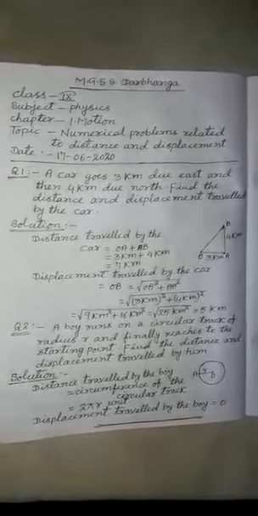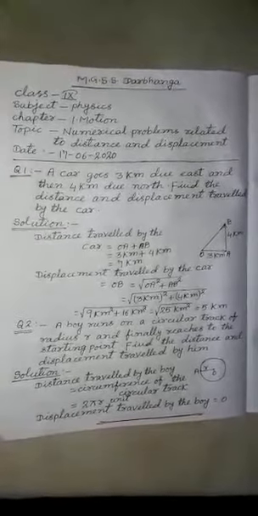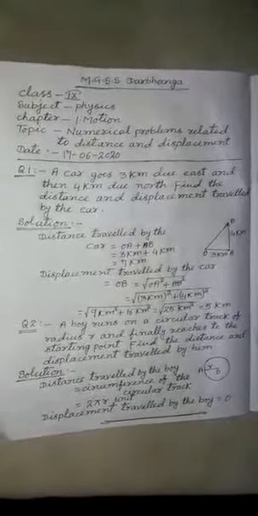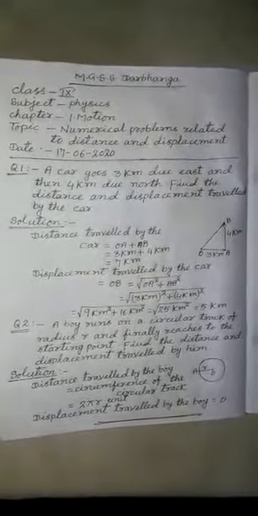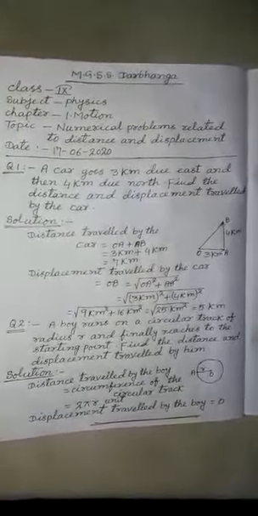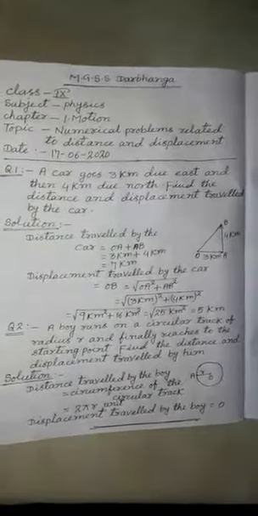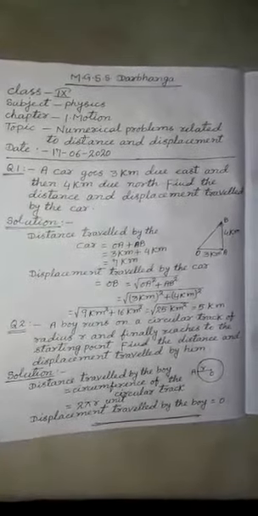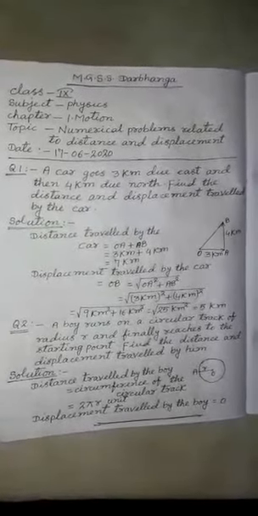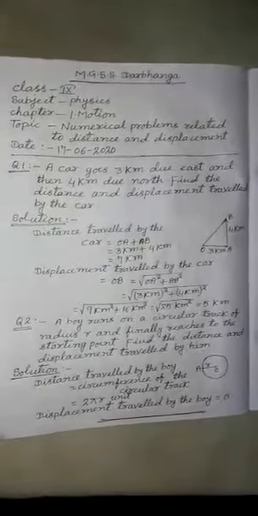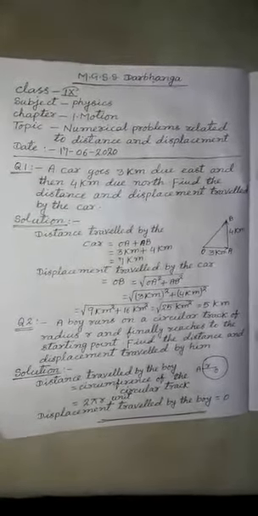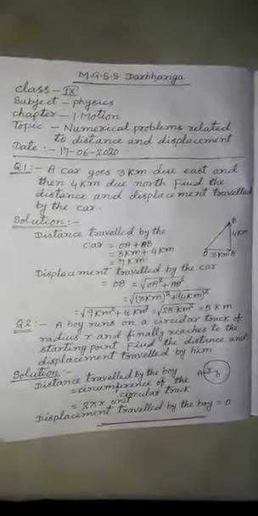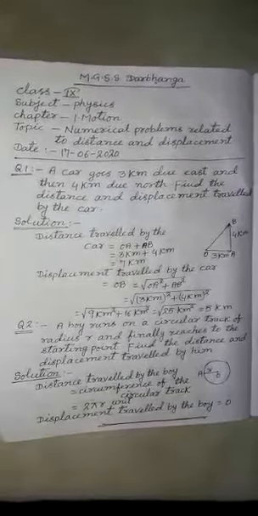OA, that is 3 kilometer, its square, plus AB, that is 4 kilometer, its whole square. 3 kilometer, its square is 9 kilometer square, plus 4 kilometer, its square is 16 kilometer square. Sum them, that is equal to 25 kilometer square. Now its square root is 5 kilometer. Means the displacement traveled by the car is 5 kilometer, while the distance traveled by the car is 7 kilometer.